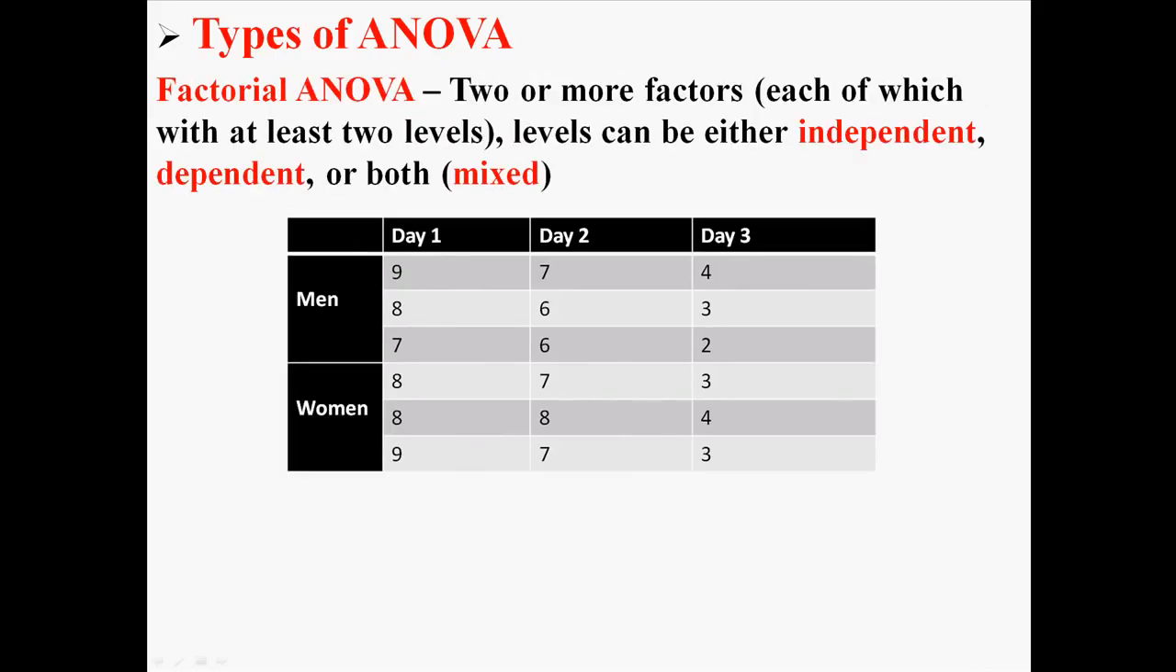There's also a factorial ANOVA. Now a factorial ANOVA has 2 or more factors, and each of those factors have at least 2 levels. The levels can be either independent, dependent, or both. If they're both, it's called a mixed factorial design. So here's a design that has 2 variables. One is gender, men and women, and one is day. You have day 1, day 2, day 3. So that's 2 factors. One has 2 levels and one has 3 levels. That's a factorial ANOVA.